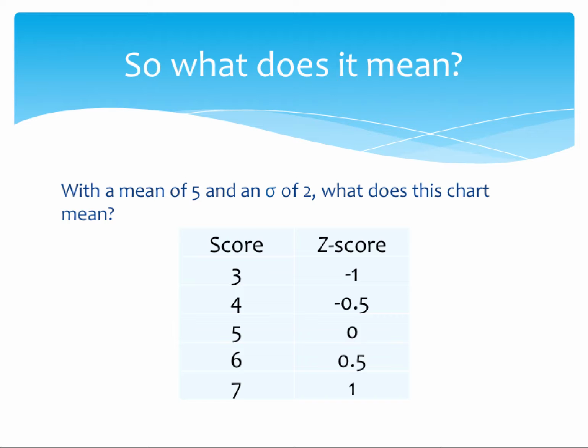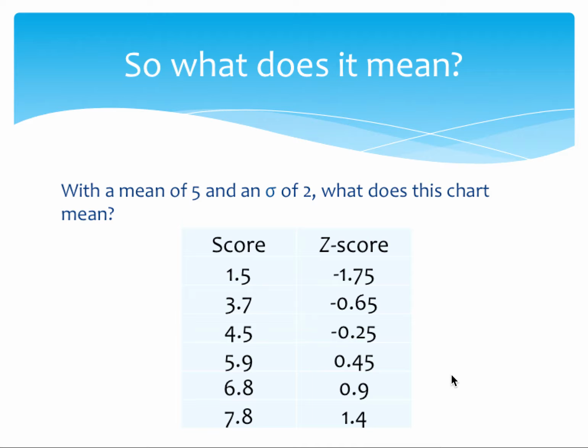How do we interpret these other two? Well, 4, if you want to go ahead and do the math, feel free, but 4 is 1/2 of a standard deviation below the mean. 1/2 of the standard deviation, well, if the standard deviation is 2, half of that is 1. 4 is 1 less than 5. So this is 1/2 a standard deviation below the mean. This is 1/2 of a standard deviation above the mean.